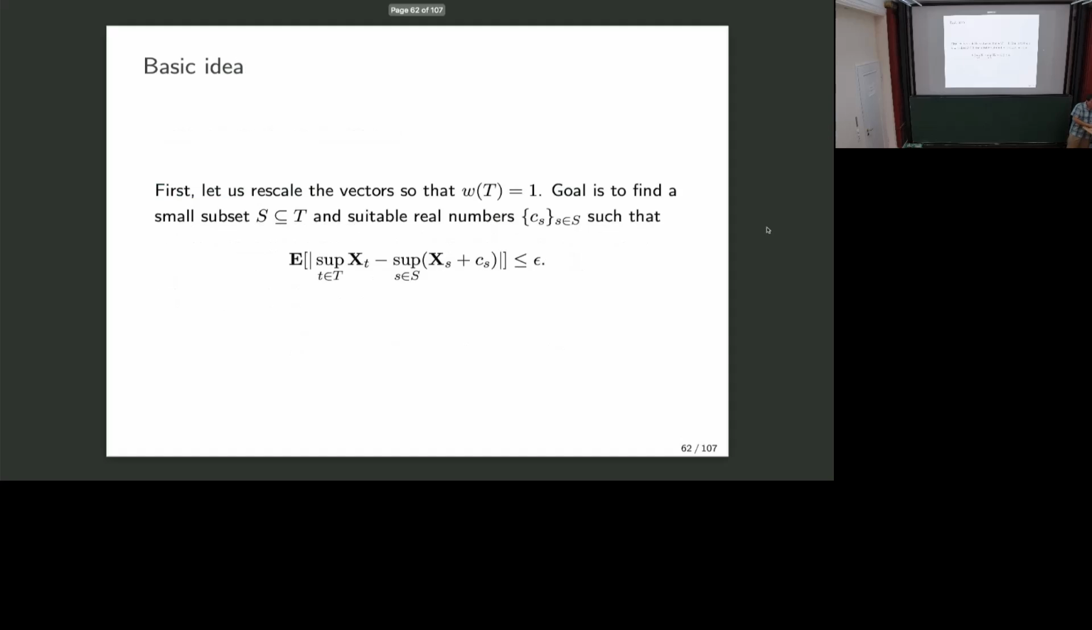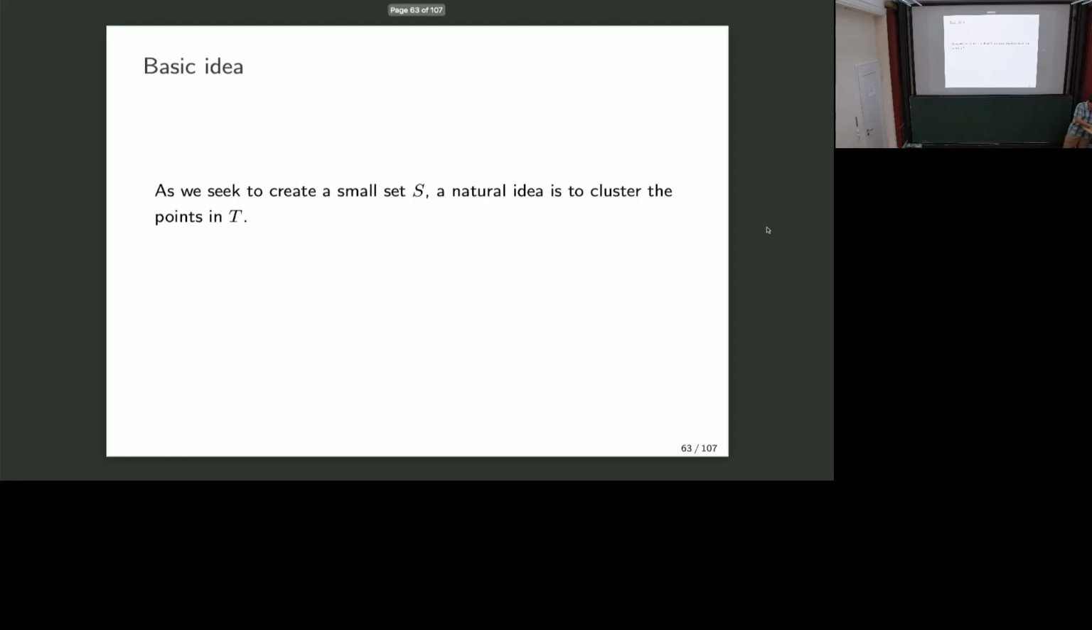Okay. So the first thing we're going to do is get rid of one annoying parameter and just rescale all the vectors so that the width of the Gaussian process, the expectation of the supremum, is 1. So saying the goal again, we just want to come up with a small subset of vectors and a collection of real numbers, the small subset of size 2 to the 1 over epsilon or something, such that I'm off by at most epsilon when I look at this sparsified Gaussian process. Okay? So that's what we'd like to do.